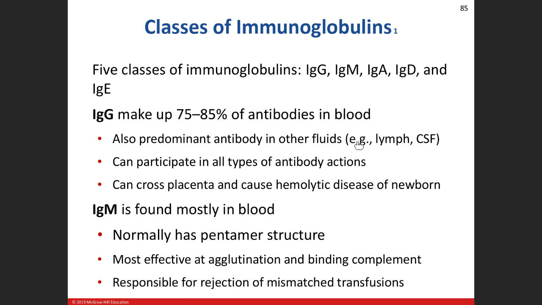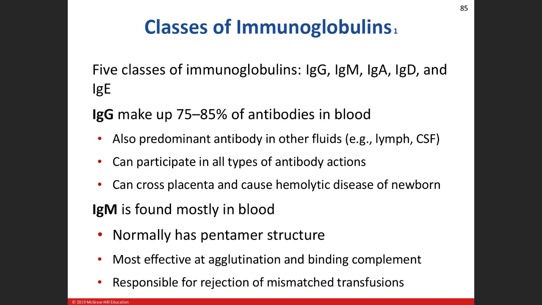Good job, y'all. All right, so there are 5 classes of antibodies, and they're listed above here. We're going to run through each of these relatively quickly. The most abundant type of antibody is the IgG.